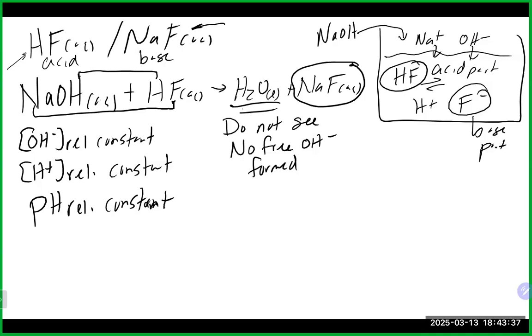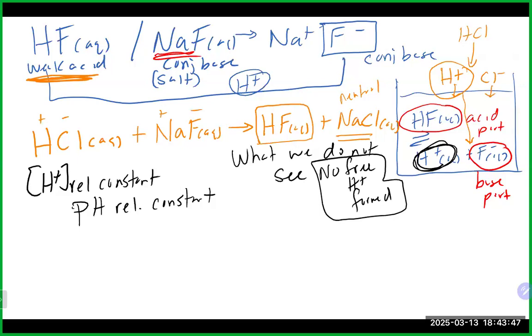So the way a buffer works is it actually prevents the formation of free H plus in the solution when you add acid. As you can see here, the H plus basically goes and gets tied up there with the F minus. So it's not free anymore in the solution.